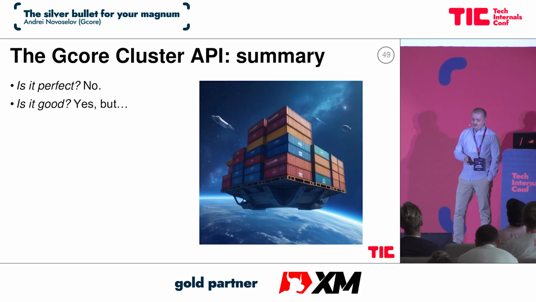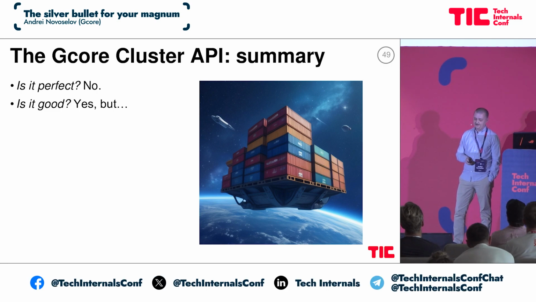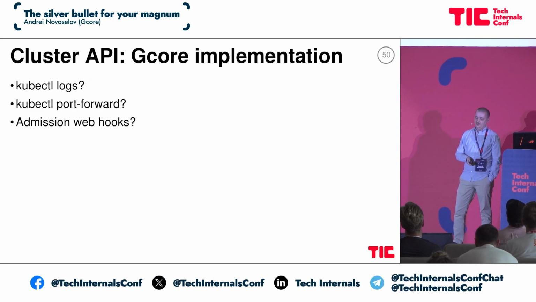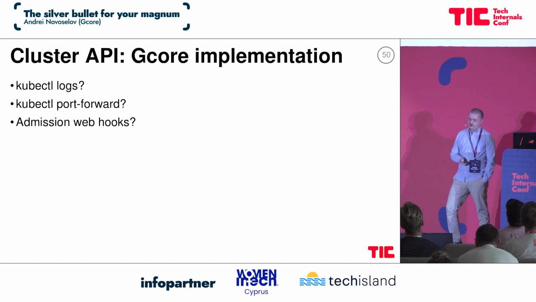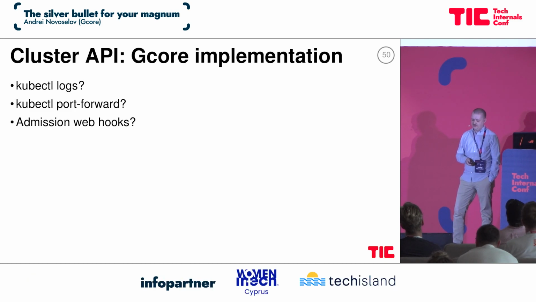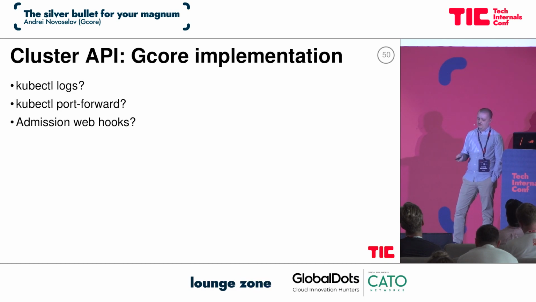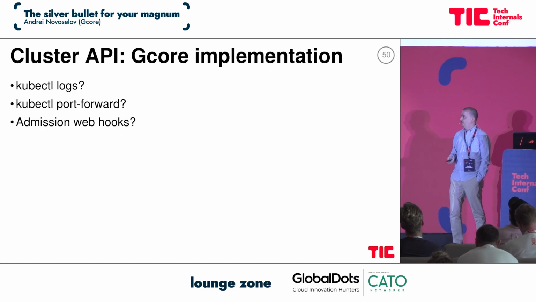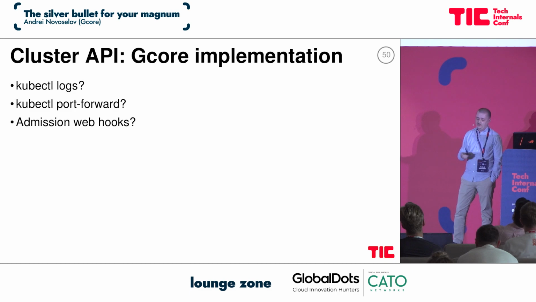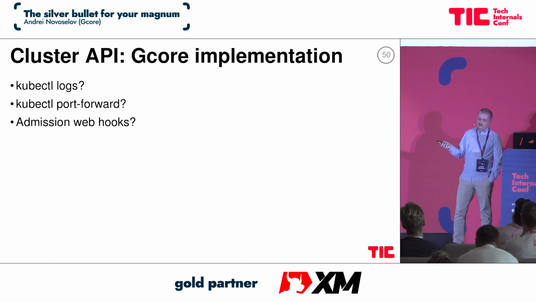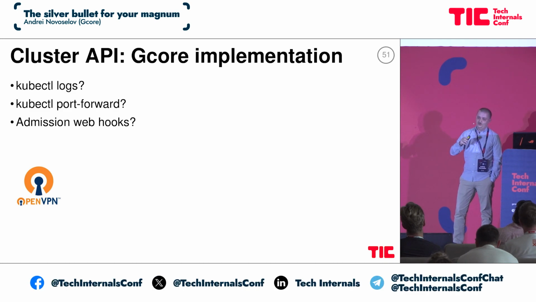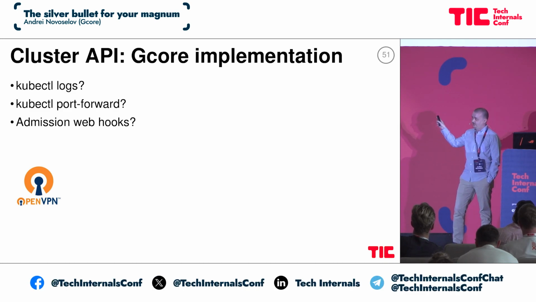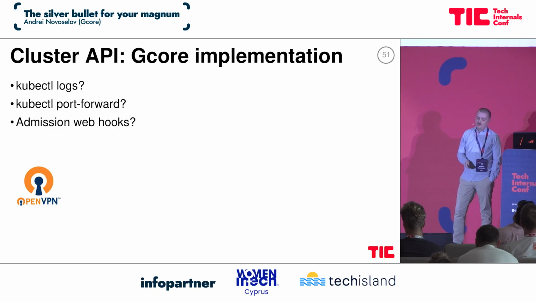Is it perfect? No. But is it good? Well, I guess it is. But what if the client would like to read logs from his pods? What if the client wants to do the port forwarding? What if the client deploys something with admission webhooks? Well, on that picture, there is no backward network connectivity. So Kube API has no way to access pods inside the worker node. But, well, we decided to use OpenVPN.